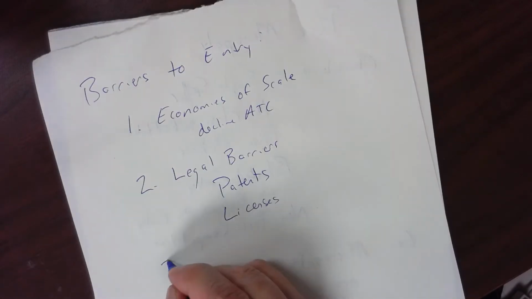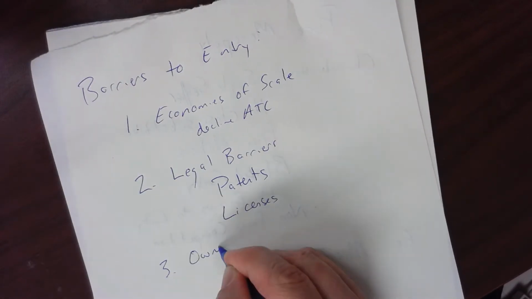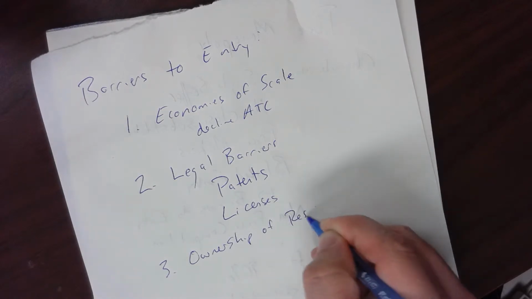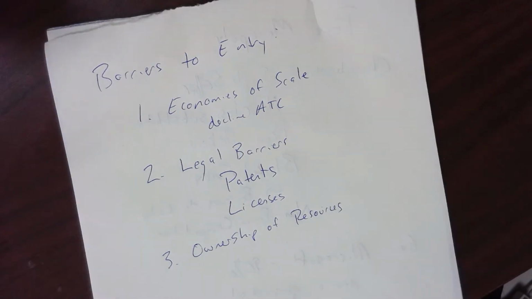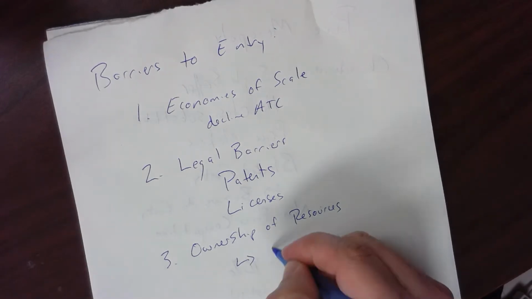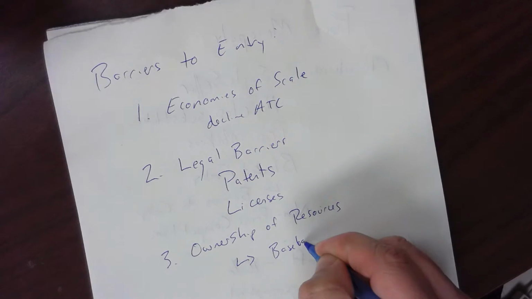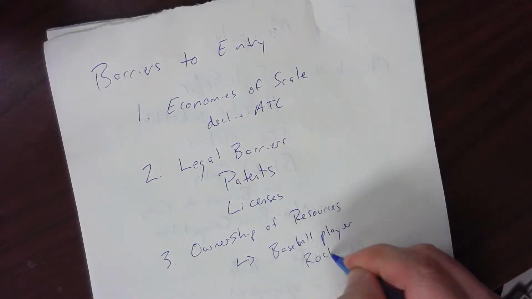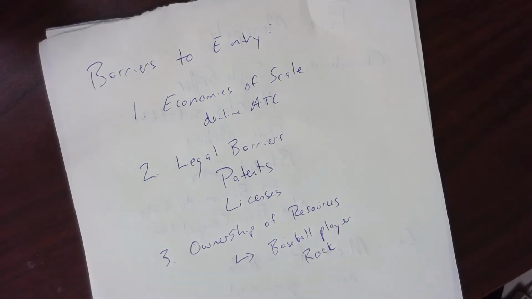All right, third, we talk about the ownership of resources. Who owns those things? Hopefully you guys remember the story about the baseball player and his grandma and the type of rock that existed. He's the only one that owned that rock, and so because he owns the resource, he has a monopoly on that situation.